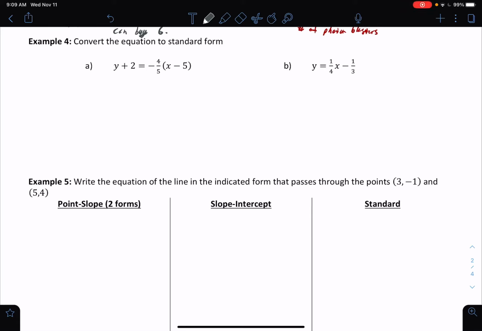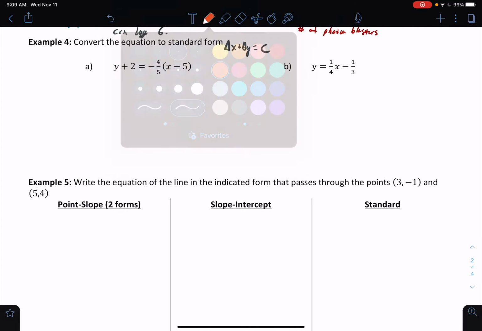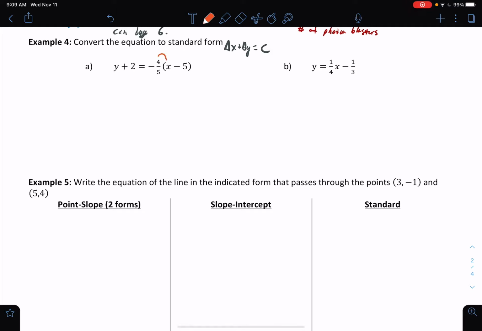All right, so in these examples, we are going to convert from one form to the other. So convert the equation to standard form. So remember, standard form is ax plus by equals c, where a, b, and c are integers, and a has to be positive. All right, so in order to do that, we got this first form is in point slope form.